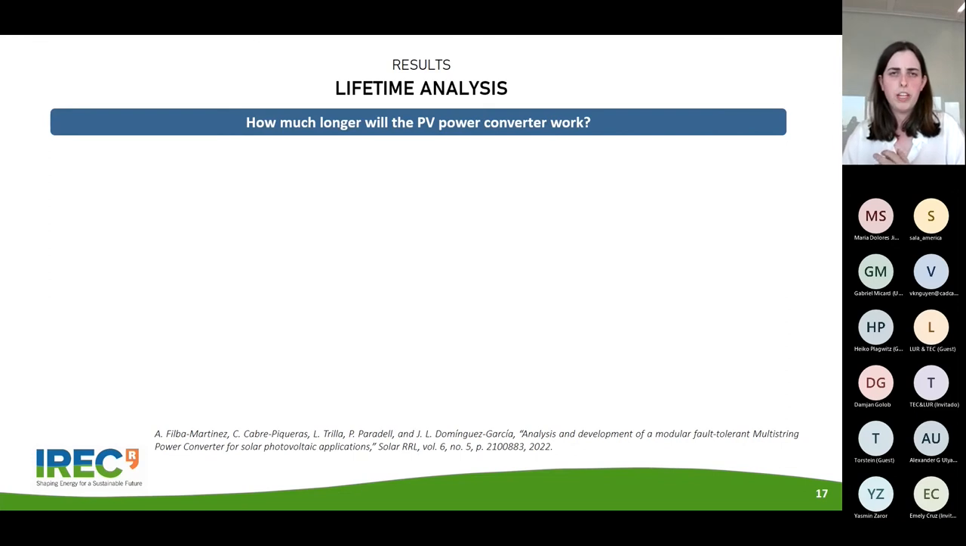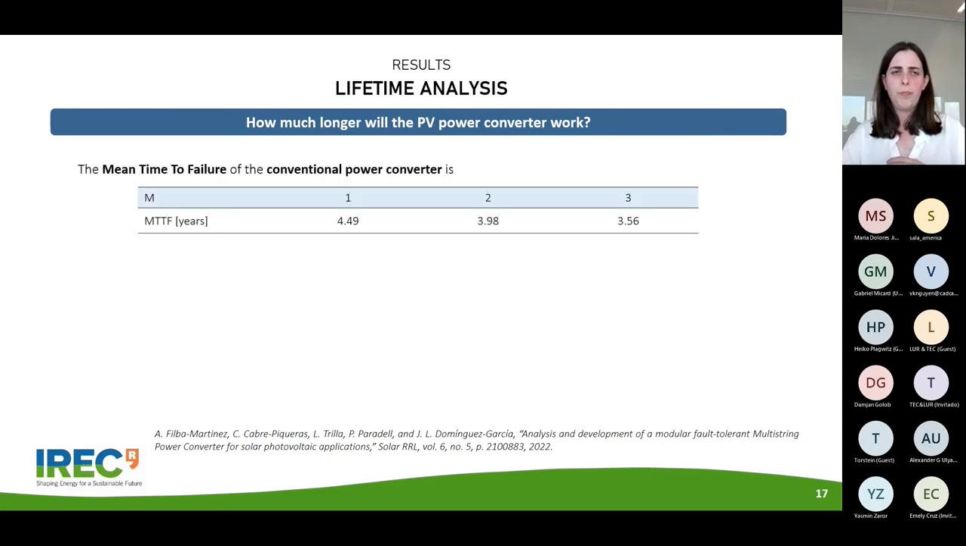Now moving on to the lifetime analysis, the question that we want to answer is how much longer will the PV power converter work with the presented topology? But first of all, we will express this in terms of the mean time to failure, expressed in working years until failure, accounting for the equipment working 7 days a week, 24 hours.